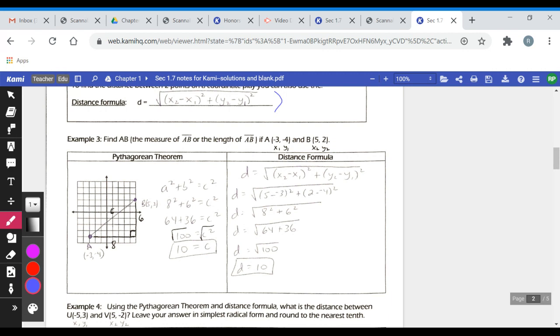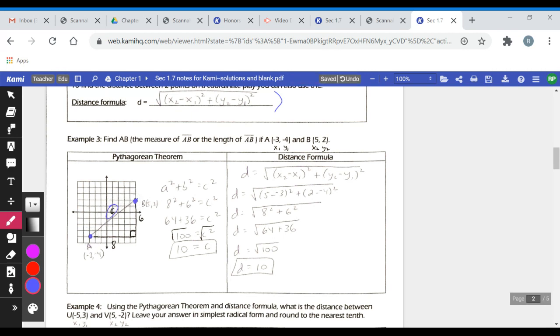And so let's go through that, or if you're already familiar with Pythagorean theorem and distance formula, maybe you want to try that on your own and then see if you get the same thing I do. But on example 3, it says find the measure of AB, or the length of AB, and they're giving some ordered pairs. So I went ahead and plotted the ordered pairs. A is at -3, -4, and B is at 5, 2.